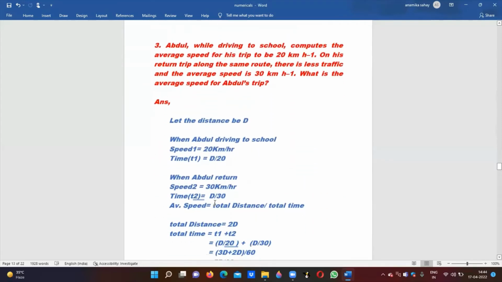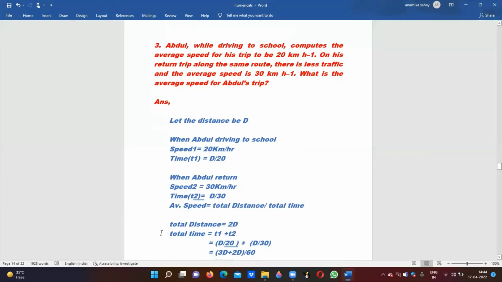Now next question. Abdul, while driving to school, computes the average speed of his trip to be 20 km per hour. On his return trip along the same route, there is less traffic, and average speed is 30 km per hour. In returning, the speed will become 30 km per hour. When he was going, the speed is 20 km per hour. What is the average speed of Abdul's trip?